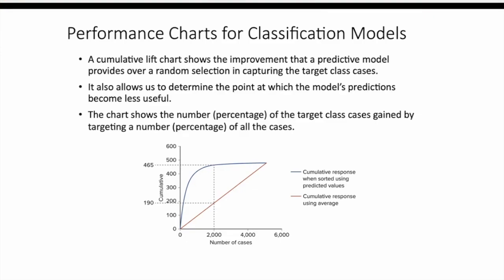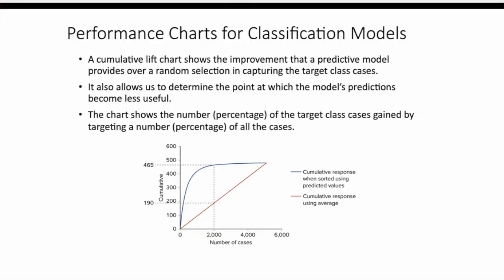But if you randomly selected 2,000 observations, you would likely capture only about 190 class 1 cases. If you do this randomly, the random selection may give you about 190 class 1 cases. But using predictive modeling, you may capture 465 belonging to class 1. If you divide this number over this number, we call it the lift, which is the ratio of the number of class 1 cases captured by the model to the number captured by random selection.